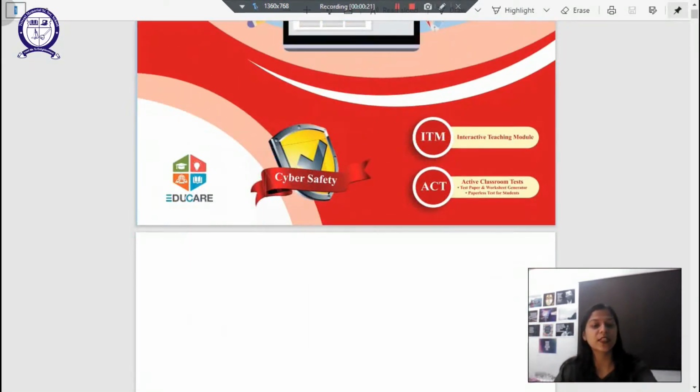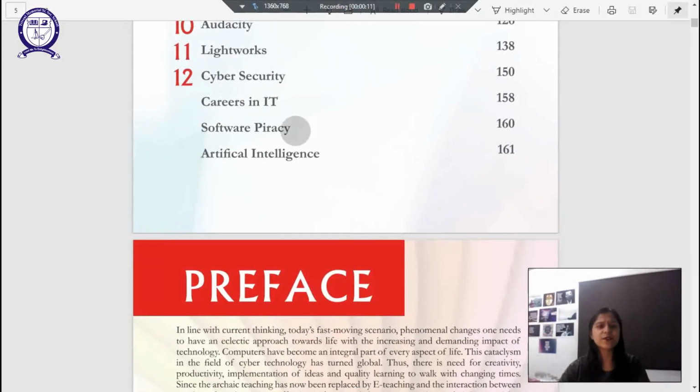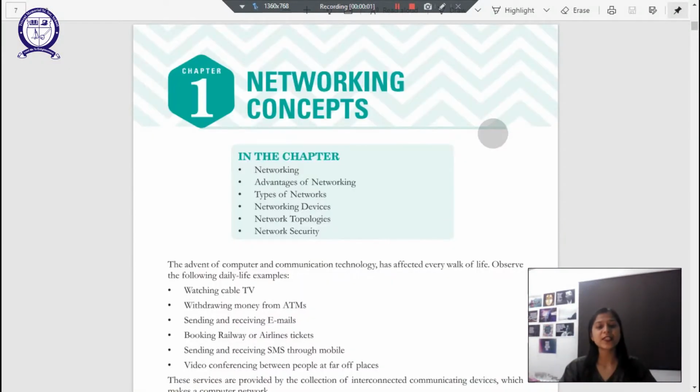So let's jump on to the contents page and see what chapters we're going to study in this course. Number one is networking concepts, in which we will learn about the various concepts of networking, that is simply connecting our computers using internet or intranet, right? Then we will learn about animation in Adobe Animate CC, again a very interesting software to look forward to, because some of you might consider animation as a future career. Then we have MS Access, HTML5, and some more operators and conditional statements using Python and various other softwares, which we will begin. But today let's go to page one. So let's begin our chapter.